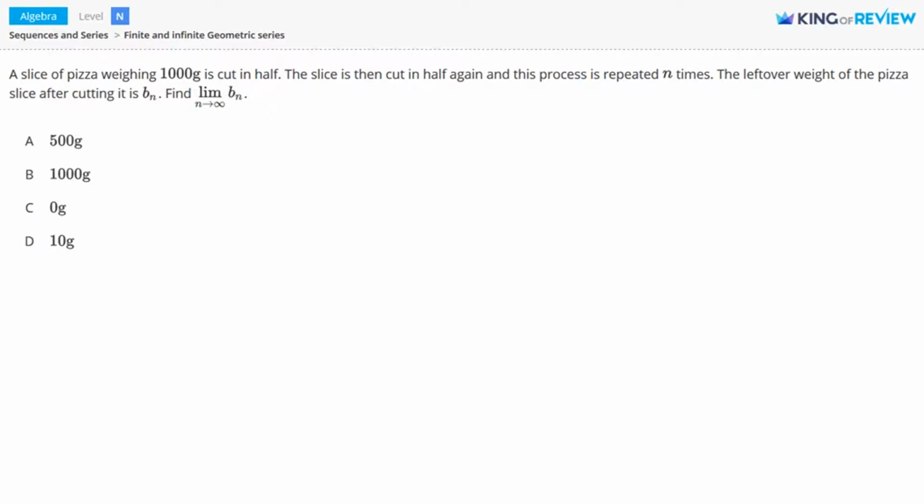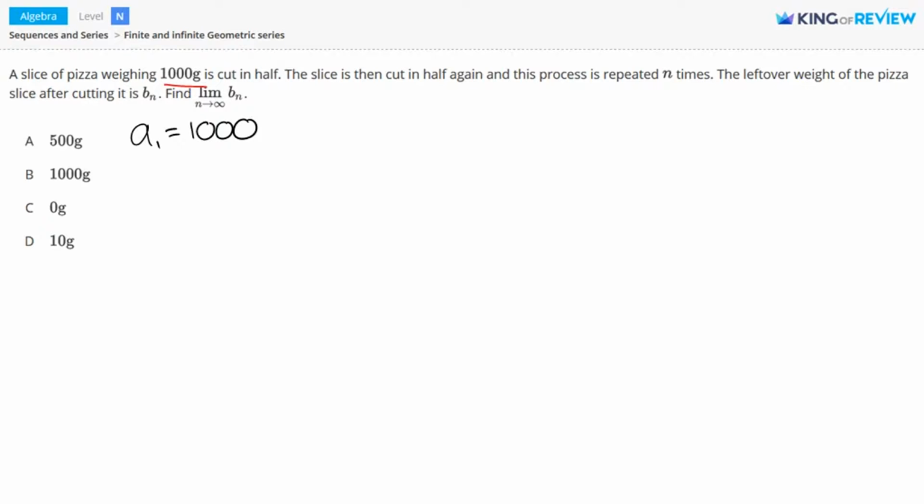So let's think about this here. Our first term is 1,000 grams. We're going to write this situation out in terms of an infinite geometric series. So we have A1, which is the first term, that's 1,000 grams because that's our starting point. We're starting with one slice of pizza that's 1,000 grams.